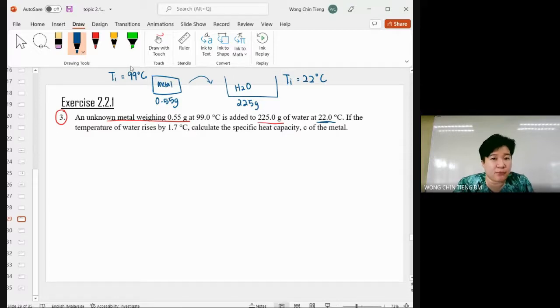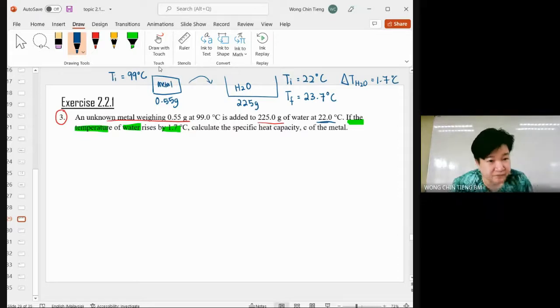And then, the next question: the temperature of the water rises by 1.7. In other words, the delta T of the water right now is 1.7. Agree? So this is what is given. If the delta T given of the water is 1.7, can I say that the T final of the water is 23.7? Do you agree with that? So far? Okay? I want you to think logically.